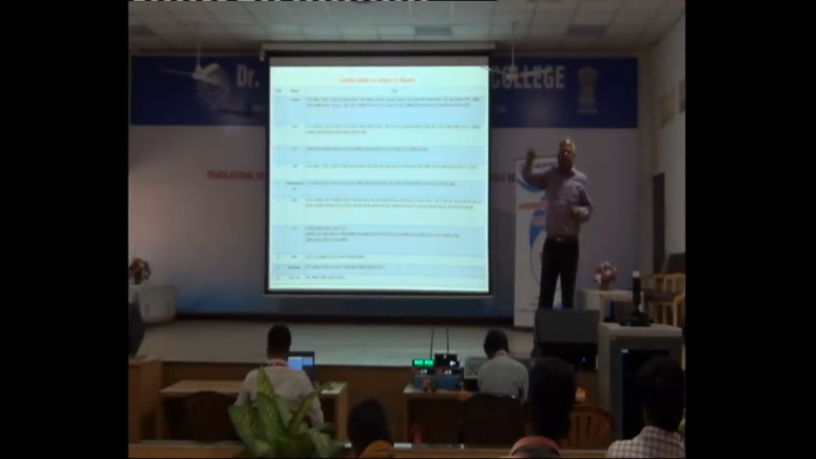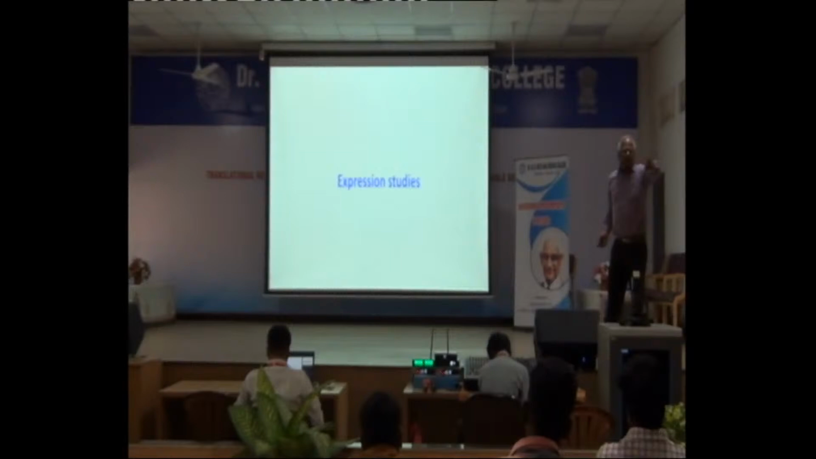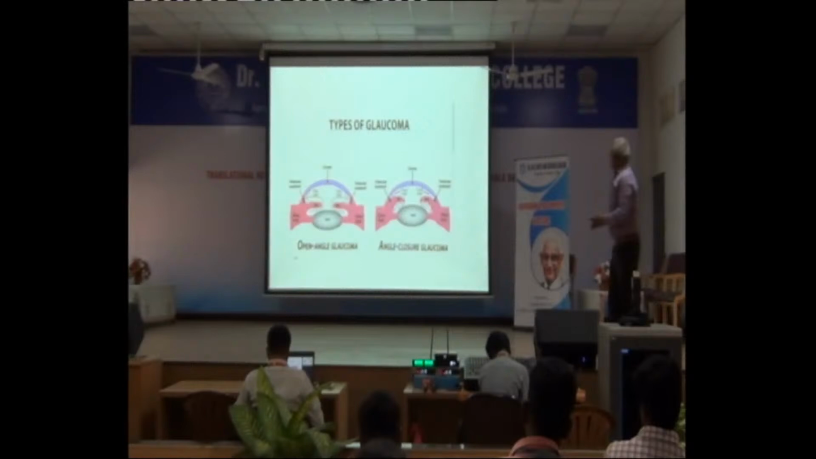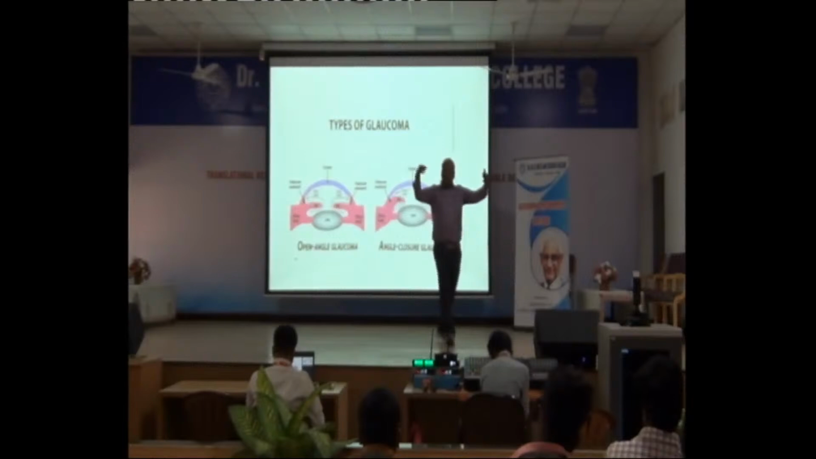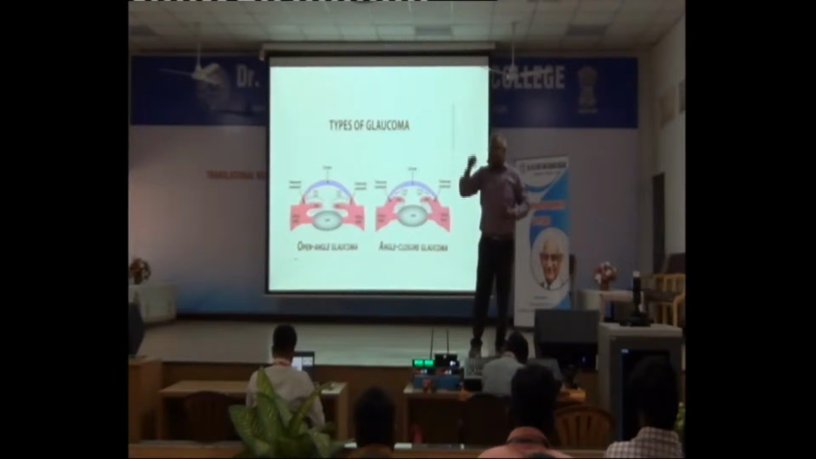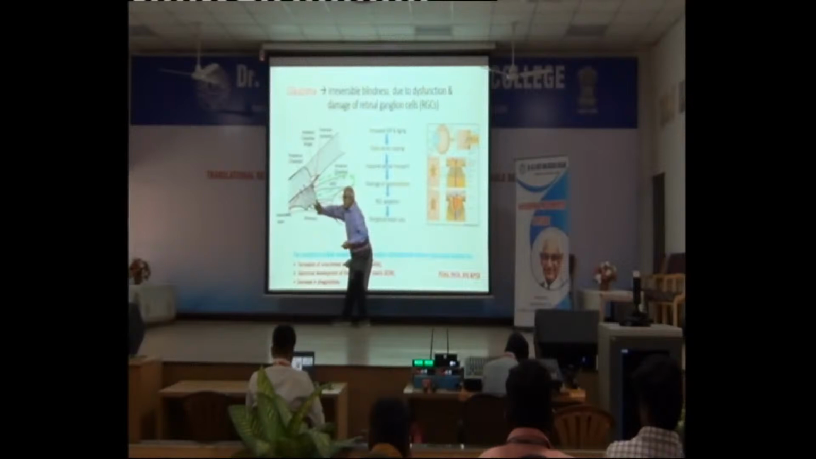Okay, we'll go to the experimental part. I will take one particular disease, again eye pressure. This is the lens, this is the ciliary body, and this is the iris. The iris holds the lens. The ciliary body secretes the aqueous humor, a kind of fluid, that goes in and out of the eye. See here, the ciliary body secretes the aqueous humor, flowing like this, and it is draining out.